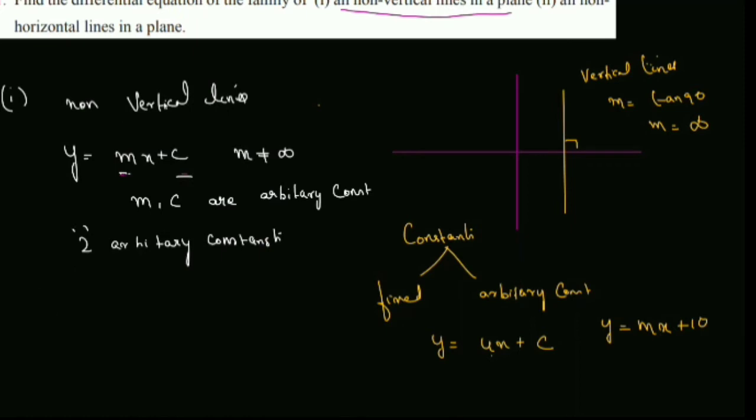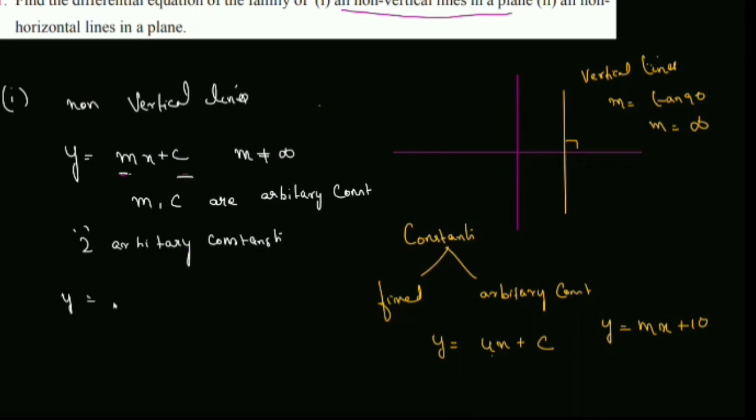When the question is to form the differential equation, that means you have to remove m and c. The differential equation should not have m and c. Whenever you form a differential equation, there should not be any arbitrary constants. You can have fixed constants. Now the rule is, if there is only one arbitrary constant, you differentiate only once. If there are two, then you have to differentiate twice. Only then can you eliminate these arbitrary constants.